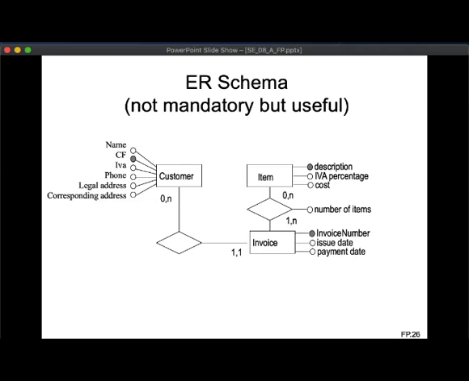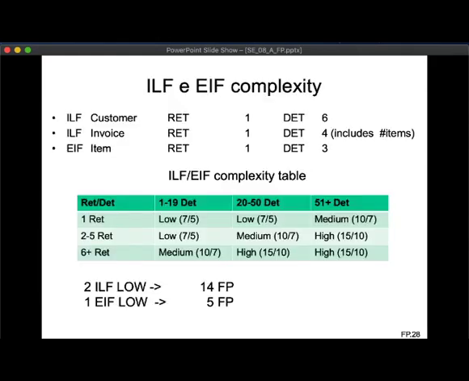that basically, if we have an entity relationship diagram, the tables that may correspond to a possible implementation of this schema are exactly our RET and the attributes. So the columns of the tables are exactly our DET, and so we have 6 DET. For the invoice, we have 1 RET and 4 DET.